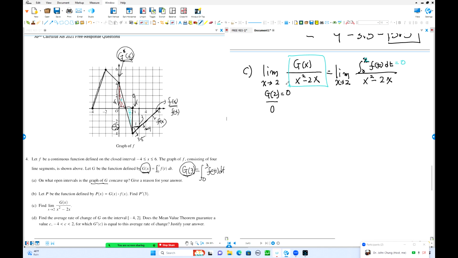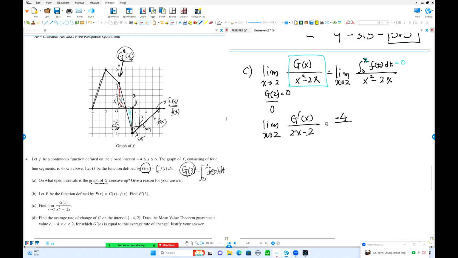Then we can use what? L'Hopital's rule there, okay? So limit as x approaches 2, take the derivative: g prime of x in the numerator. Denominator, what? 2x minus 2. Are you okay with this? Now g prime of 2 is how much over there? This is the graph of g prime, right? G prime of 2 over here is negative 4, isn't it?